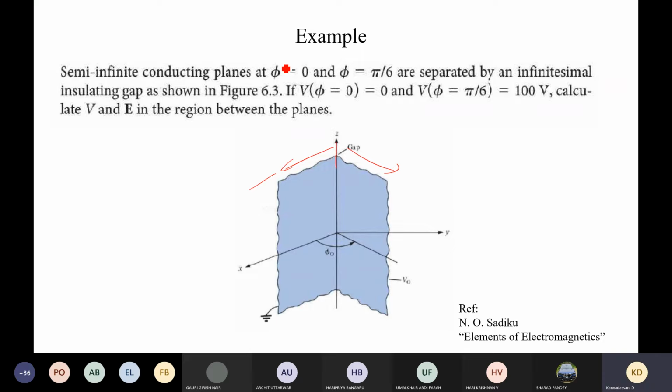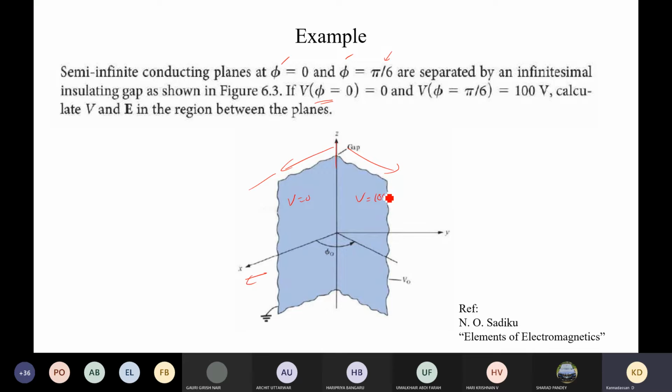And these two planes are located at two different angles. One is along phi equal to 0, that is, along the x direction. And the other one is at phi naught, which is pi by 6. So pi by 6 is nothing but 30 degrees. These infinite conducting planes are given with two boundary conditions. The potential is equal to 0 for this one, and here it is V equal to 100 volts.